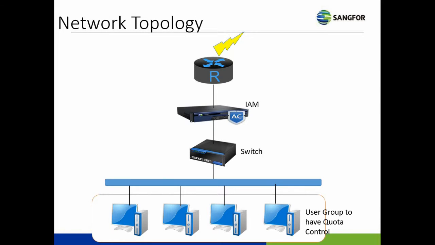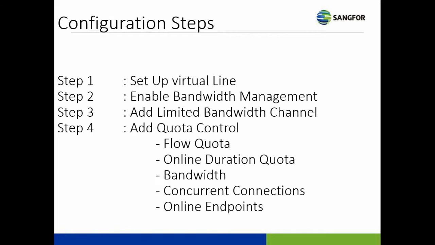This is the example network topology that we are going to apply the quota control as well as a punishment channel to. The following are the user groups that we are going to apply the quota control on from this IAM device. Basically, there are 4 steps of the configuration: to set up the virtual line, to enable the bandwidth management, to enable the limited bandwidth channel, and the last step is to add the quota control.